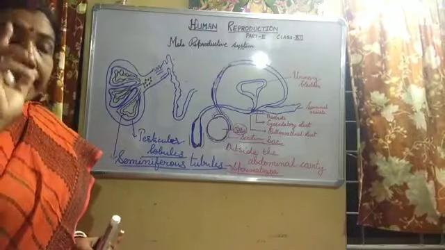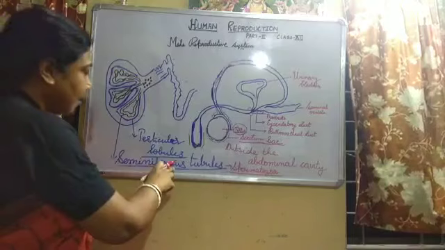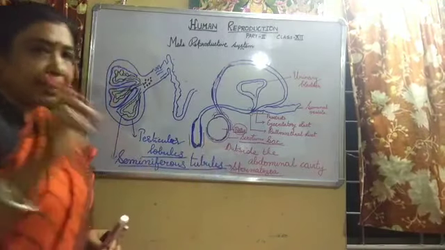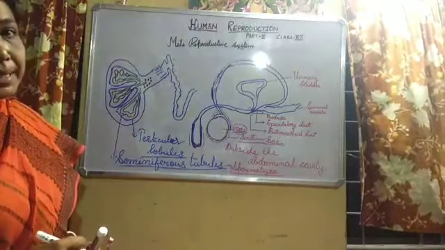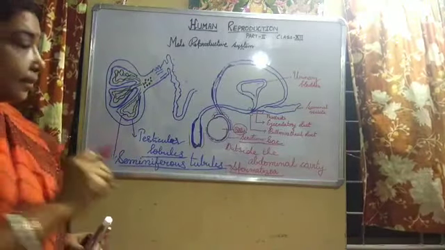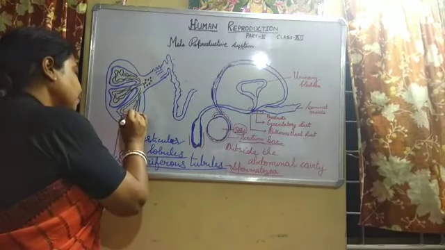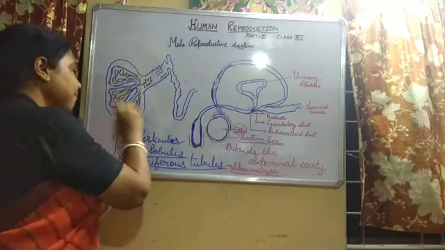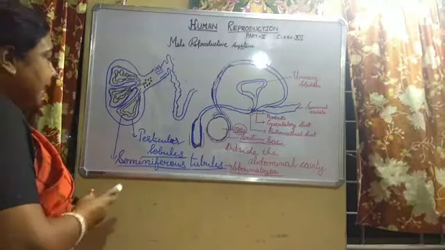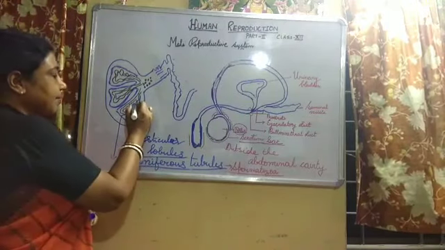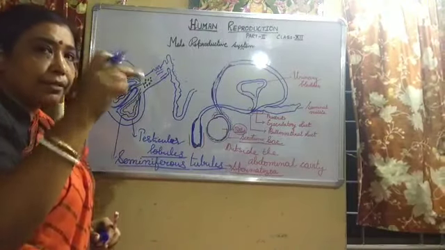And you know, a male attains the capacity of producing sperms, the male gamete, only once he has reached the puberty stage, not from birth. So always remember that. These seminiferous tubules have the capability of producing the spermatozoa.